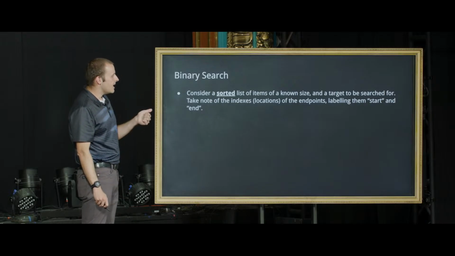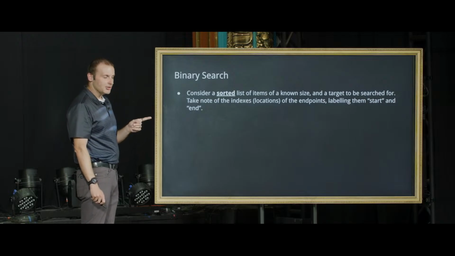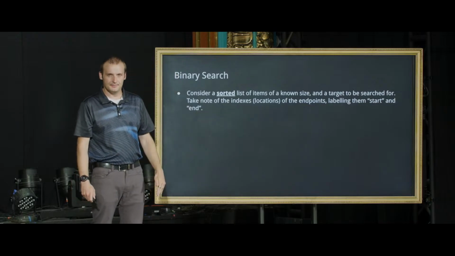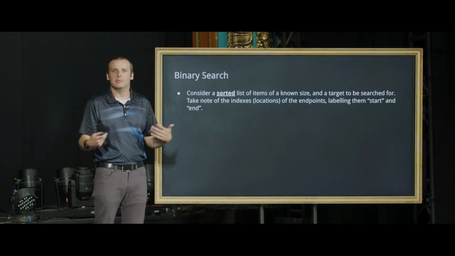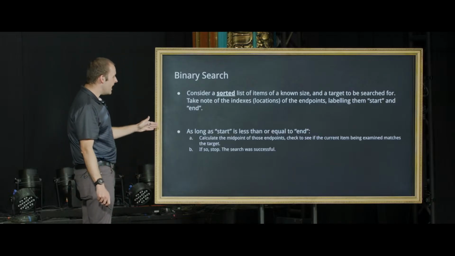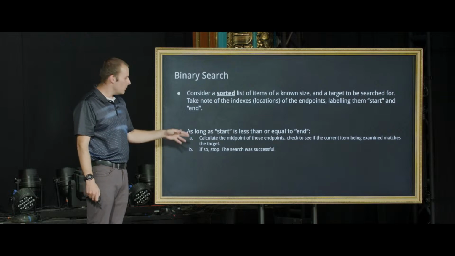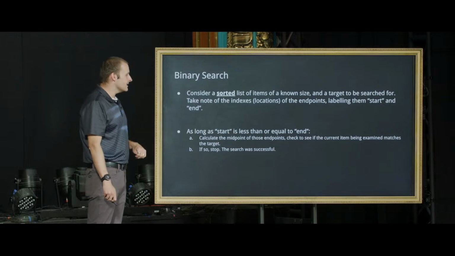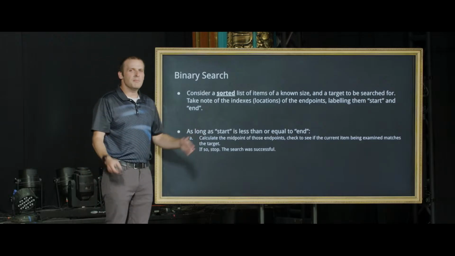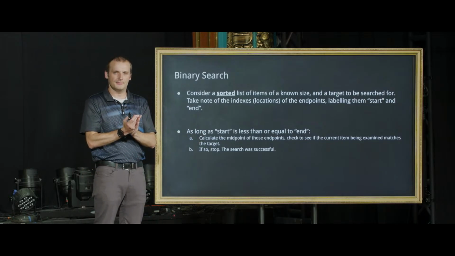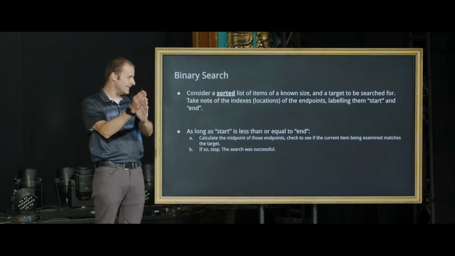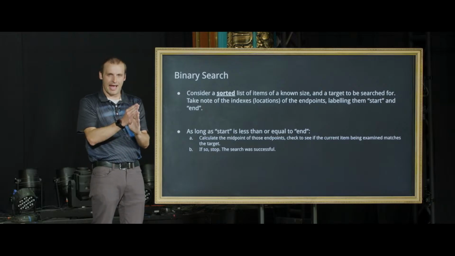So we're going to have a list of known size and a target to search for, same as linear search. And we're also going to take note of the locations of the endpoints. We're going to call them start and end, or beginning and end. And we'll see why in a moment. That's going to be very helpful for us. And then, and this might look weird at the moment, as long as the start is less than or equal to the end, which is trivially true at the beginning, we find the midpoint of those two values. So we look at the beginning, look at the end, find out where the middle of the list is at that point, and check to see if that matches.